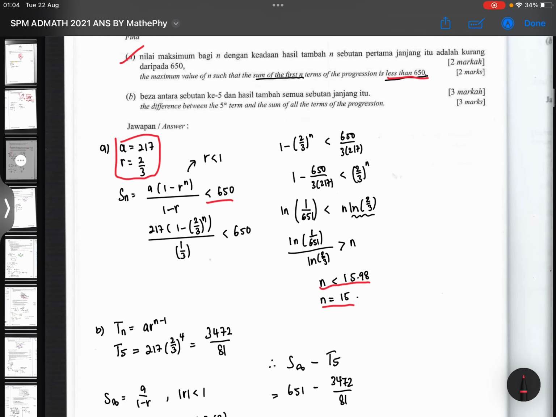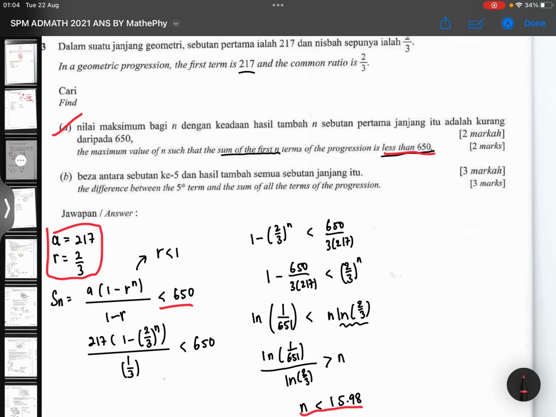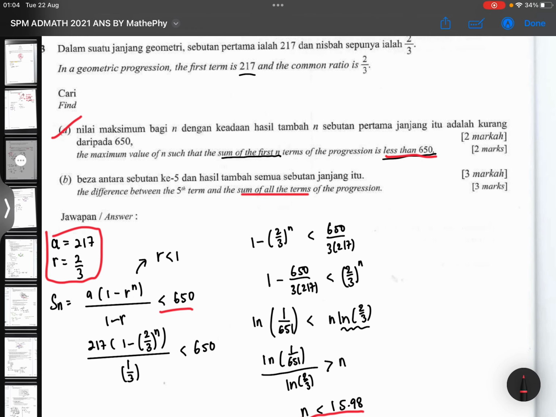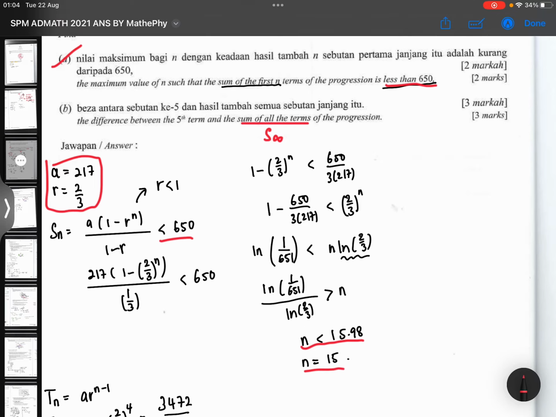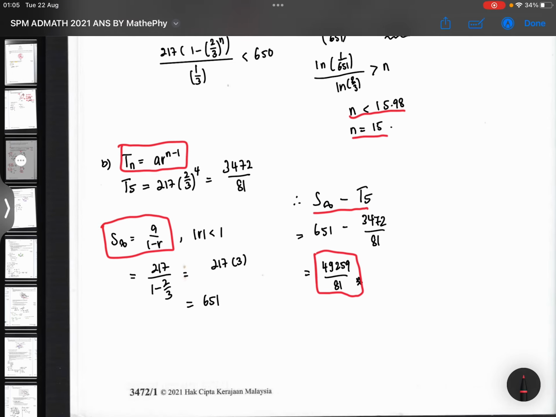Okay, so for question B, it is just the difference between the fifth term and the sum of all terms. The sum of all terms here means S infinity. S infinity for a geometric progression is this. This is an infinite series, an infinite sum. Tn is this formula. So just substitute T5, because the question wants the difference between T5 and S infinity, and then just evaluate the value. You get this as the final answer. Alright. Okay. Question 4.